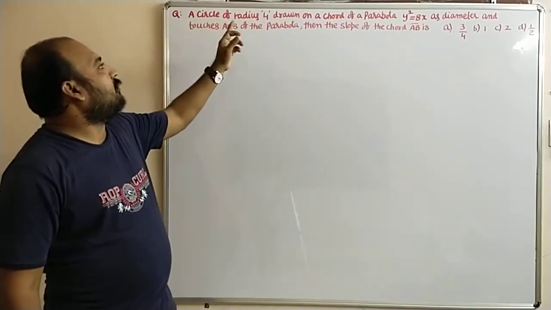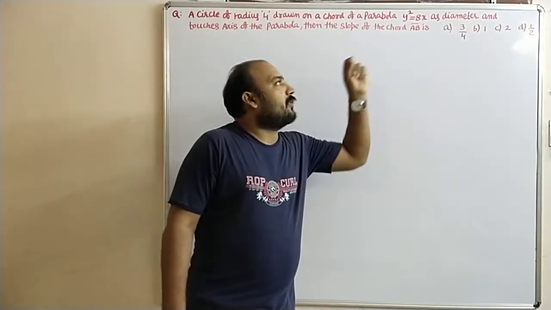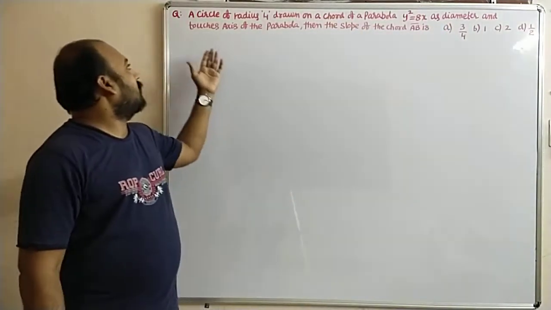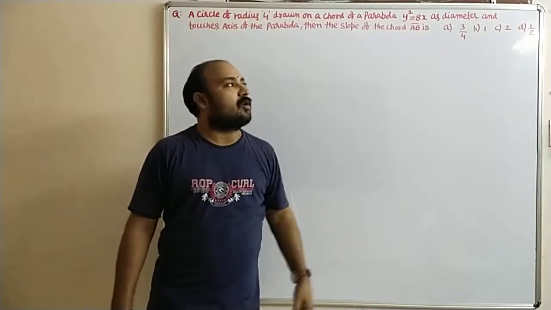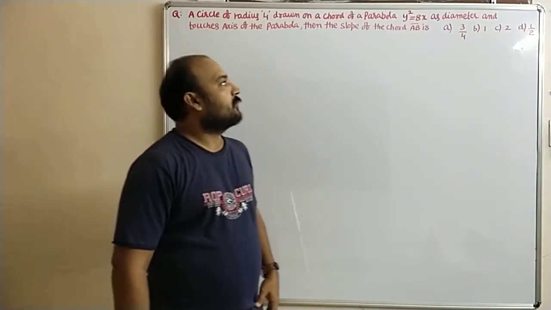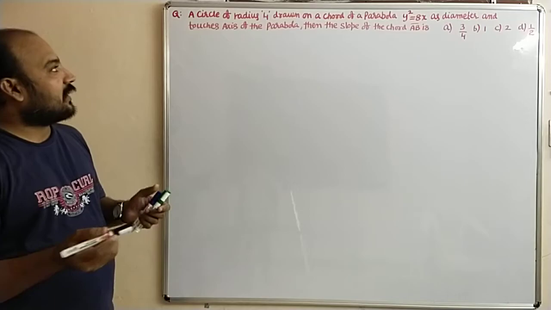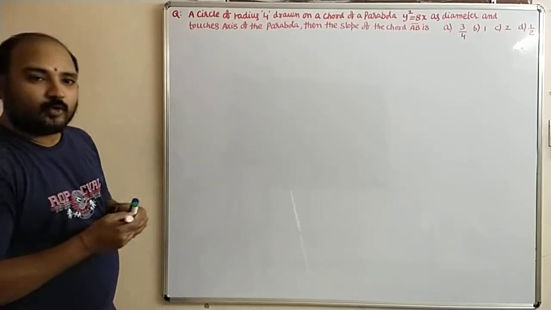A circle of radius 4 drawn on a chord of a parabola y square equal to 8x as diameter touches the axis of the parabola. Then the slope of the chord AB is? They are asking the slope of the chord.